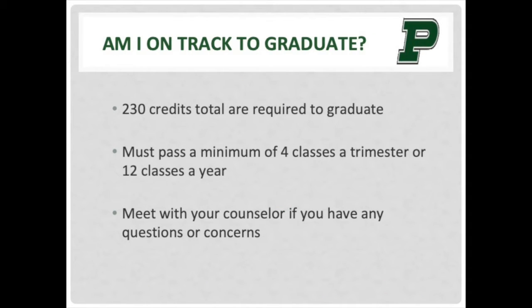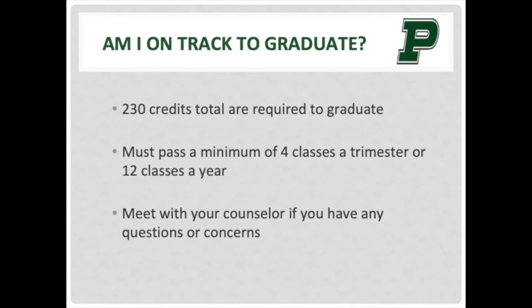Students, it's always very important for you to know if you are on track to graduate. You must earn a total of 230 credits in the required areas by senior year. This means each trimester you need to pass a minimum of 4 classes and a total of 12 classes per year. If you are not sure that you are on track, please meet with your counselor so they can address any questions or concerns.